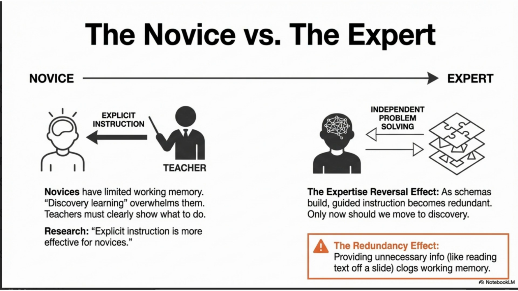For novices, explicit instruction is more effective due to limited working memory. As expertise builds, guided instruction becomes redundant. This is the expertise reversal effect. We must also avoid the redundancy effect by not providing unnecessary information.